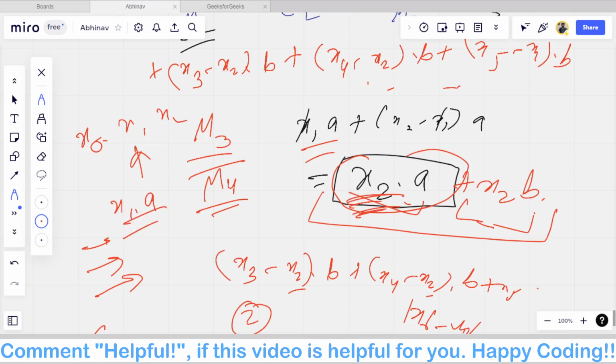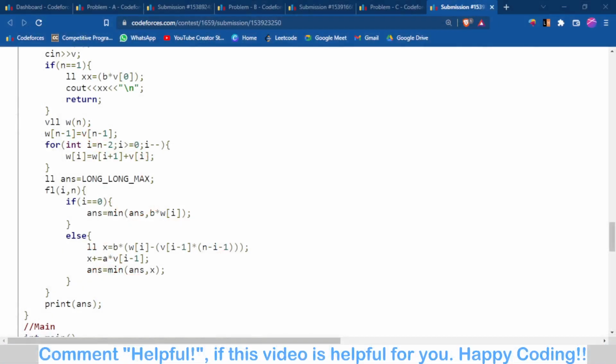Okay. So if we are moving up to the ith kingdom, then the cost required is a into v(i-1). And how much b cost is required? It is basically v_i, the sum of all the kingdoms after that, minus v(i-1) and minus (i-1). That was the formula which I derived, and then I find the minimum and print the minimum. This is what I have done.